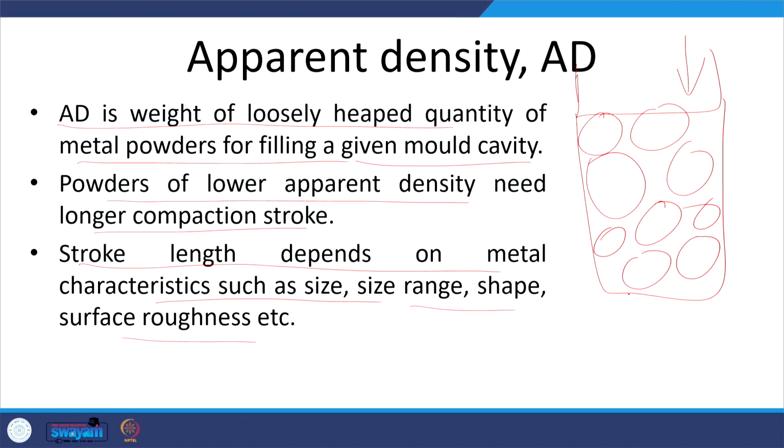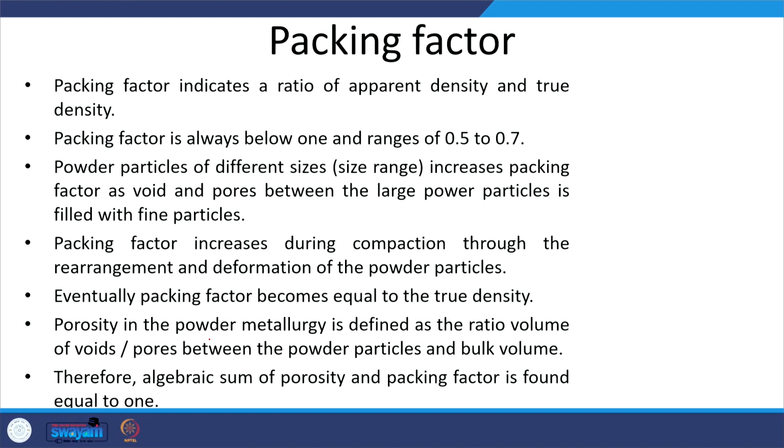And if we use a large size range in the appropriate quantity with smoother surface particles, then the voids and the gaps between the powder particles will be reduced significantly, and that in turn will help in increasing the apparent density. Therefore, the stroke length depends on the kind of size range, shape and surface roughness of the powder particles.